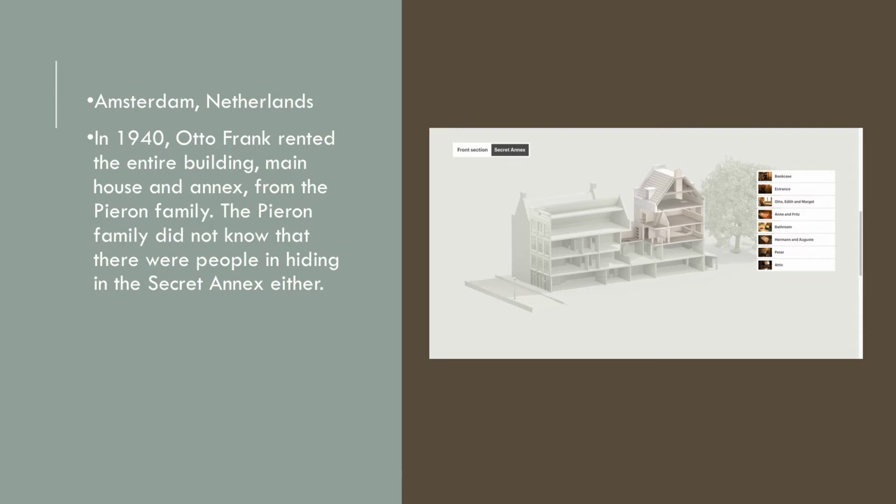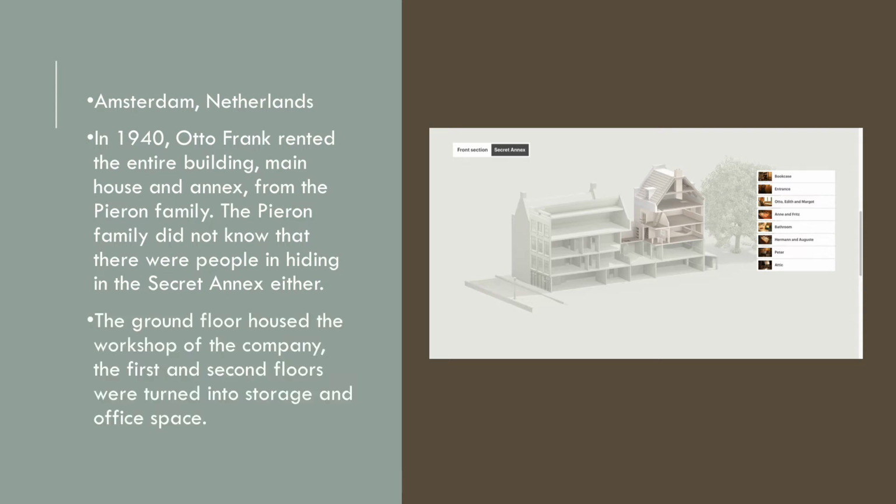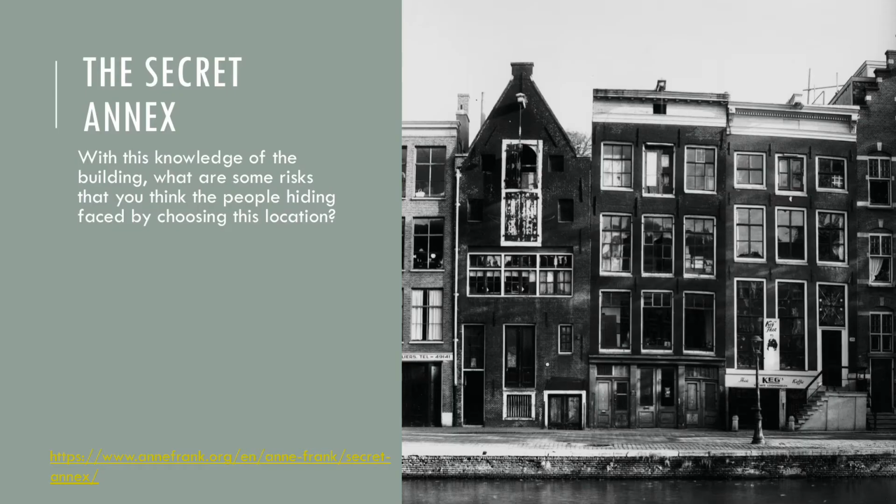In the picture on the right, as you can see, would be a layout of the building. The ground floor housed the workshop of the company, and the first and second floors were turned into storage and office space. The annex was located in the top right part of the building, and the office was located in the left side of the building. This is the outside view of the building, and the building actually sits on a canal.